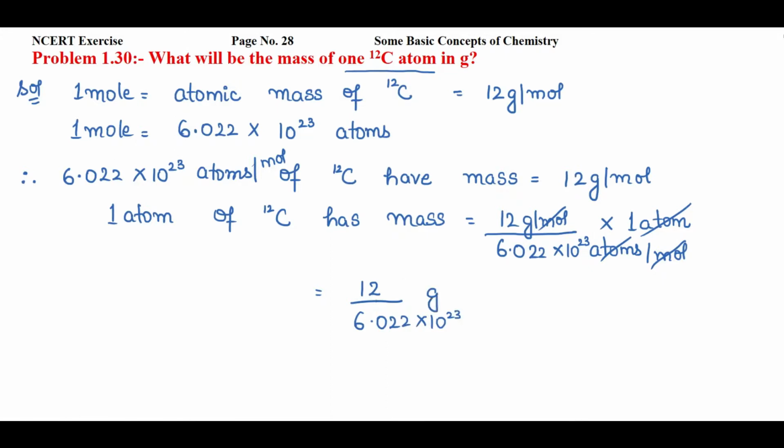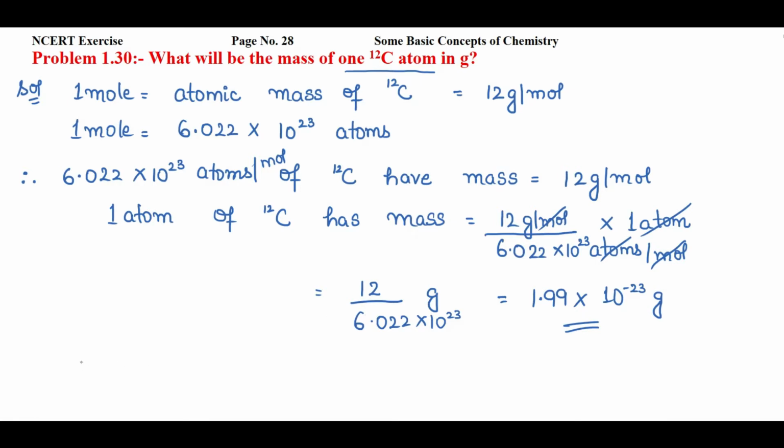If you want to calculate this with a calculator, the answer will be 1.99 into 10 raised to power minus 23 gram, because this 10 raised to power 23 is positive in the denominator, and when you take it in the numerator, it becomes 10 raised to power minus 23. If you are going for a competition exam, definitely a calculator is not allowed, and you will not have that much time to proceed with these complicated calculations.